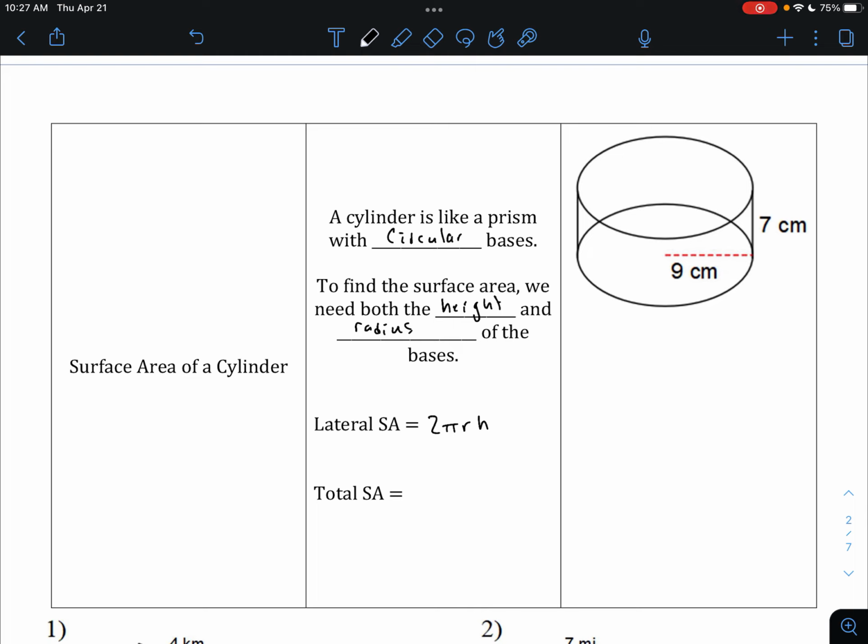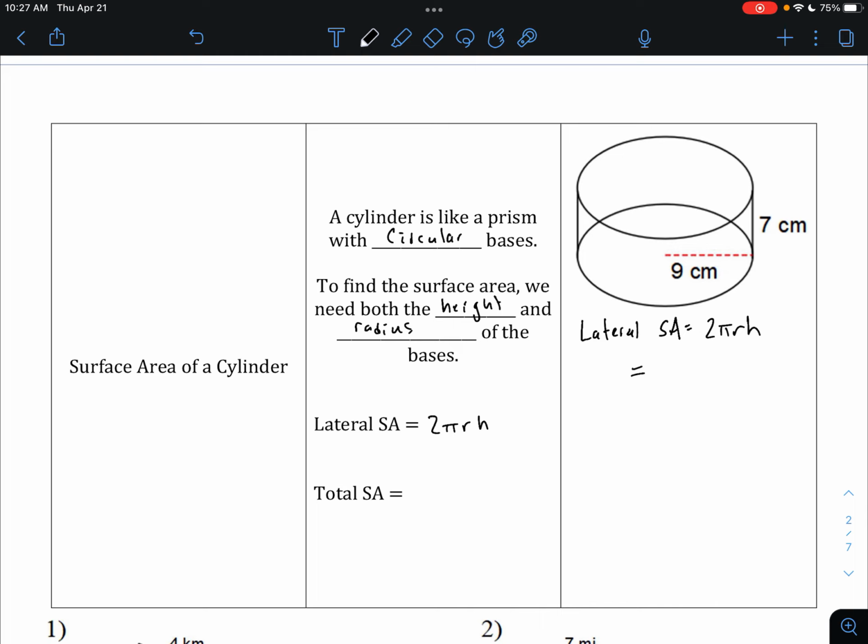If we were to look at this example on the right side, I could find my lateral surface area by saying 2 pi r height. And all I have to do from here, I don't have to find anything first. I don't have to find my perimeter or my area of my base first. I just have to plug in those two numbers, and then it'll give me my lateral surface area.